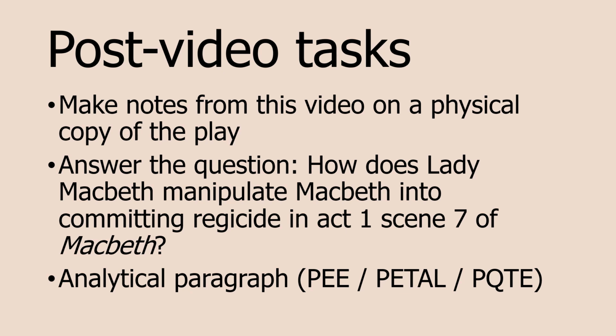So, what can you do to solidify your knowledge of Act 1, Scene 7? Make some notes from this video on a physical copy of the play, highlight the quotes, identify some techniques, and then have a go at answering this question. How does Lady Macbeth manipulate Macbeth into committing regicide in Act 1, Scene 7 of Macbeth? Personally, I'd take a couple of paragraphs to do this, maybe even 3. In one paragraph, I would look at when Lady Macbeth calls Macbeth a coward and use some of those quotes like "green and pale, art thou afeard, live a coward," the cat in the adage.